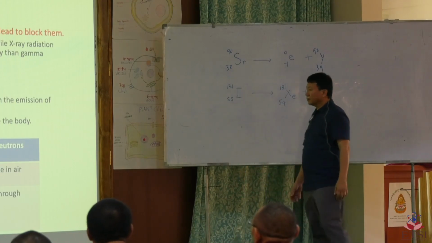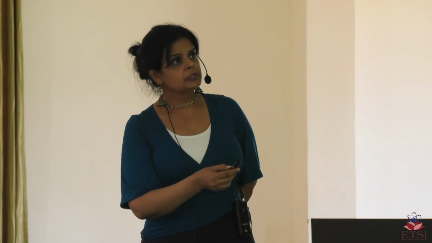So now gammas and X-rays. These are the most difficult to stop because they are highly energetic, and paper or cloth cannot stop them. So they will enter my body, right? And they require dense materials like concrete or lead to block them.